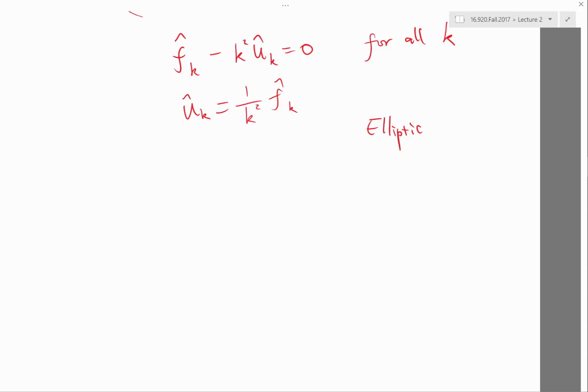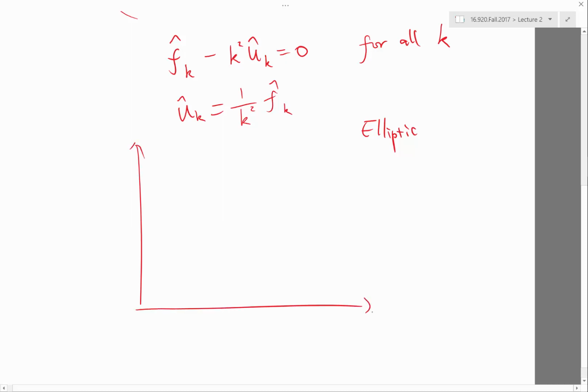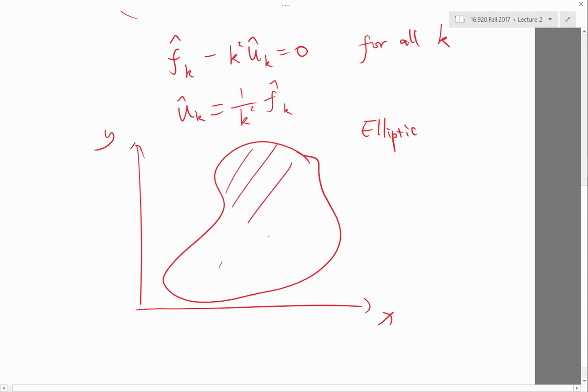So for an elliptic equation, if I have a domain xy, a domain is like this. The domain of influence is anywhere in the domain, no matter where the perturbation is.